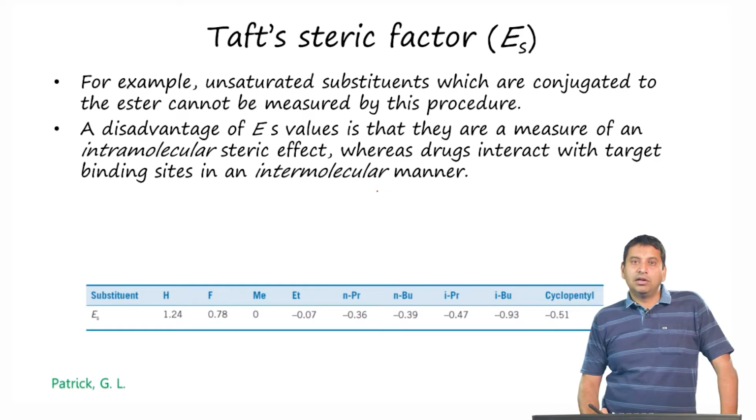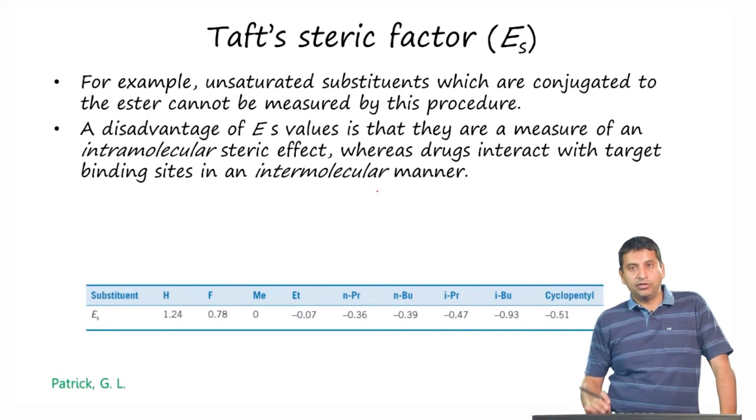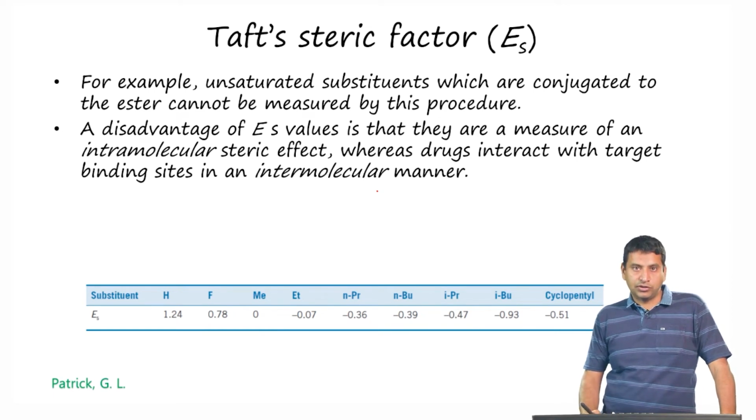For example, unsaturated substituents which are conjugated to the ester cannot be measured by this procedure, because we have assumed that there is going to be no conjugation involved in this process. A disadvantage of the Taft steric value is that it is a measure of an intramolecular steric effect.